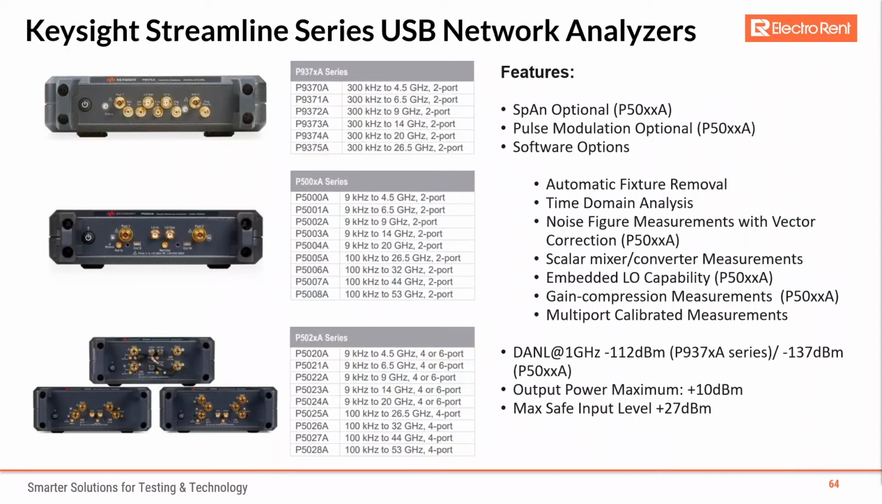There are two flavors of the USB VNA. They have a general purpose P937X series USB VNA, which comes in 2 ports, and depending on which model you want, it gives you different frequency ranges. You can also get 2 of them, put them together, and make a 4-port network analyzer, and still save a lot of money in the long term compared to buying a higher end network analyzer if you don't need it.